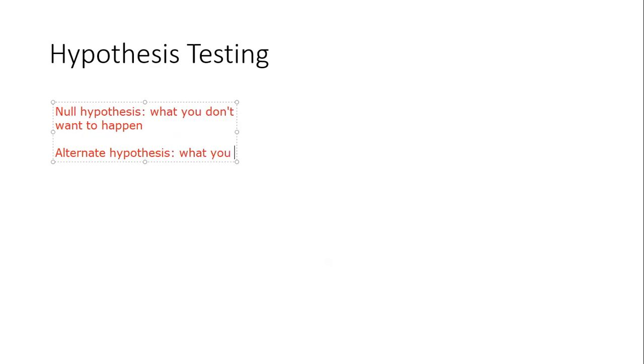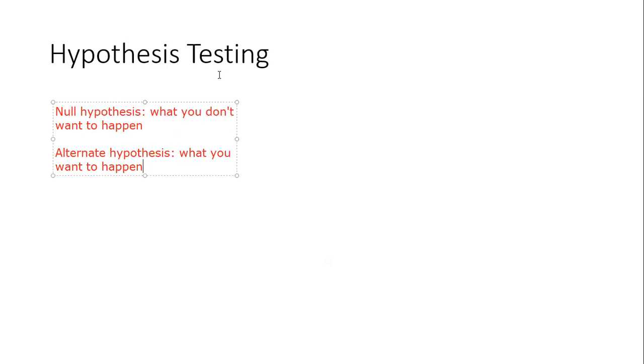so whenever we do hypothesis testing, we have a null hypothesis. Okay, null hypothesis is basically what you don't want to happen. Okay, and alternate hypothesis, what you want to happen.